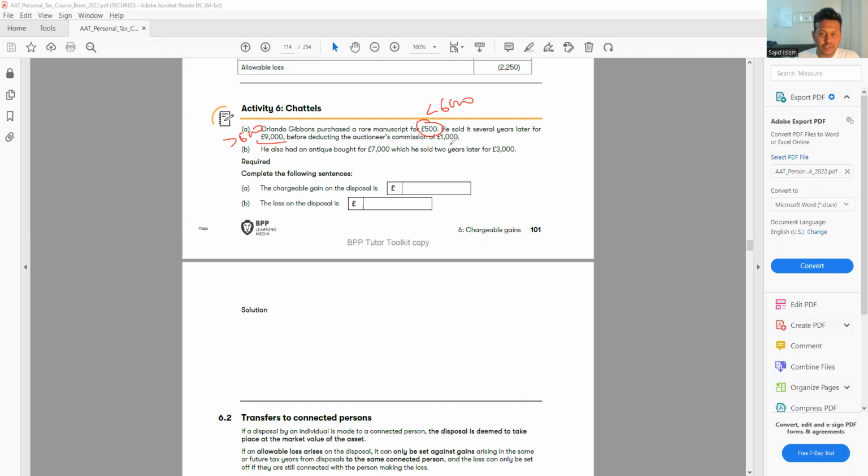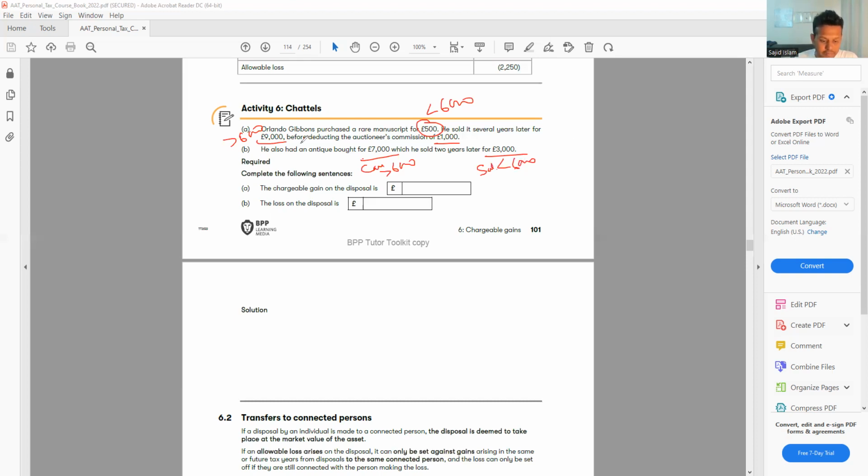Before deducting the auction 1,000, then he also had an antique brooch, 7,000. So this is the cost. That means more than 6,000. And 2 years later, he sold it for 3,000. That means less than 6,000. So cost more than 6,000, sold less than 6,000. Chargeable gain on disposal number A.